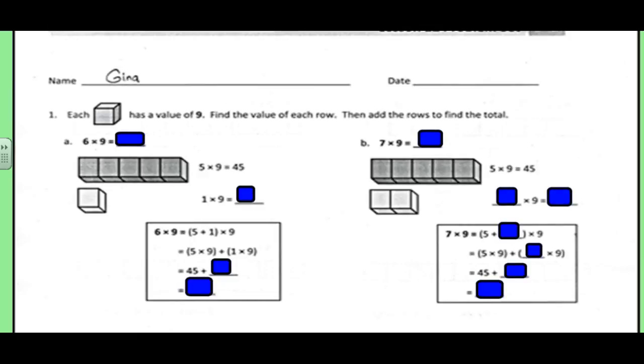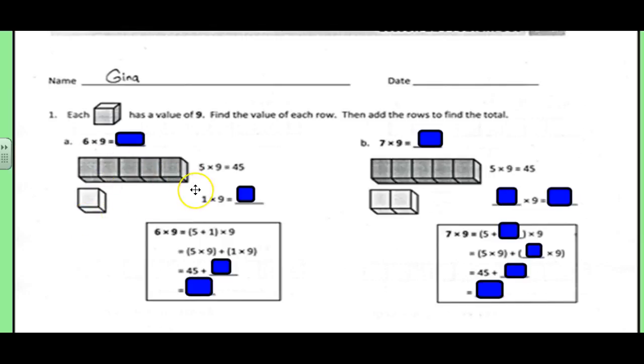So our first one, we need to know what it says for number 1. It says each cube has a value of 9, so find the value of each row, and then add the rows to find the total. So right here, each one of these cubes has a value of 9. All in all, we're trying to find out what 6 times 9 is. Right here, they have 5 cubes, and right here, they have 1 cube.